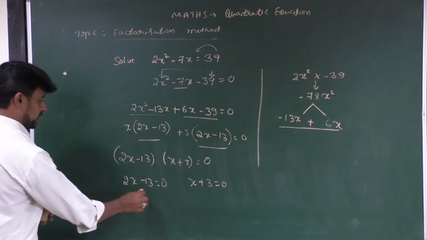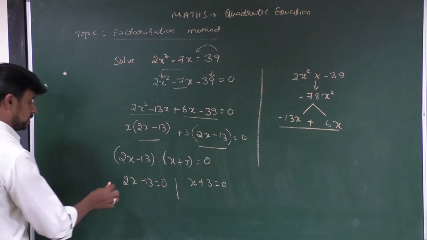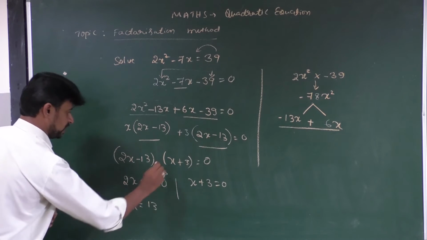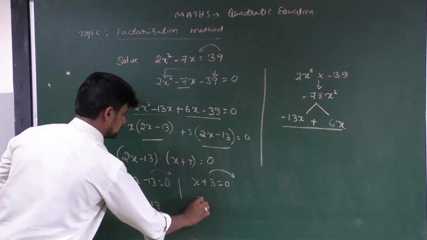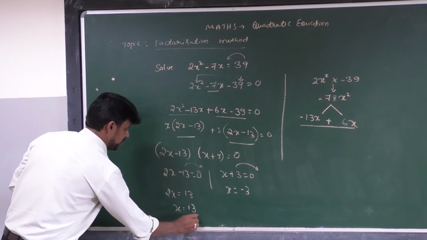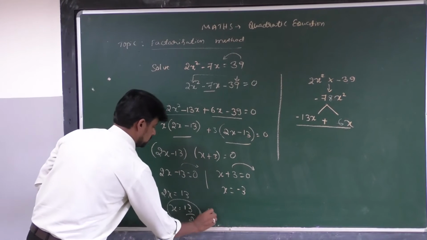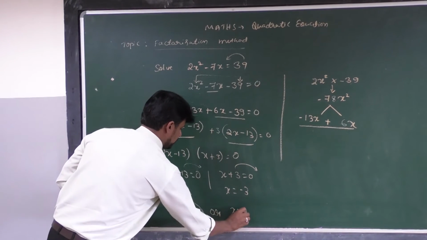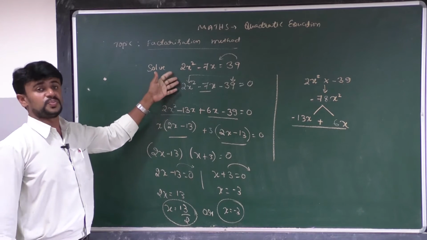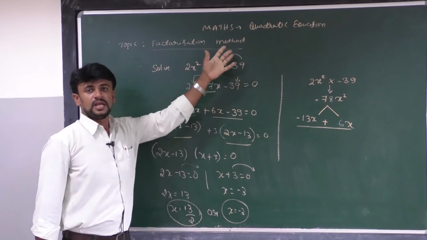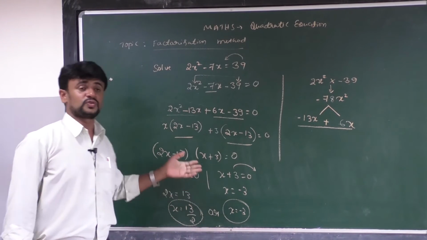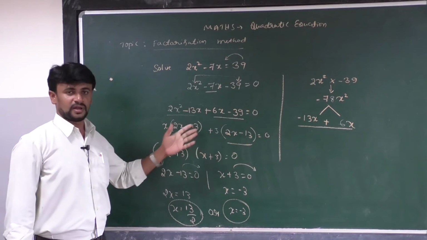In the next step, solve. If you take this minus 13 to the right side, it becomes 2x equal to 13, as well as if you take this 3 to the right side, it becomes x equal to minus 3. Therefore, the value of x is equal to 13 by 2, or the value of x is equal to minus 3. In this way, we can do the factorization. This method is known as the factorization method. This is the third type in quadratic equations. Any doubt, students? Let's see another problem.